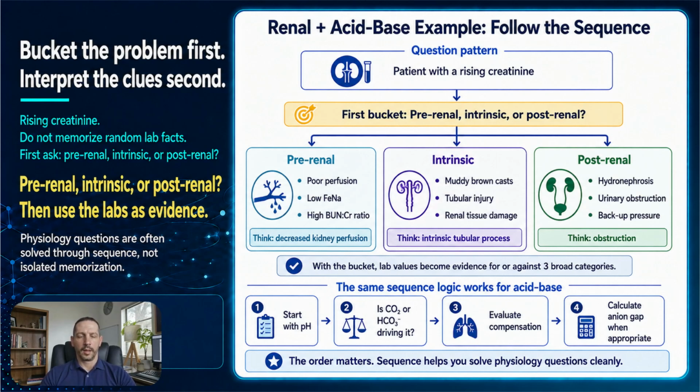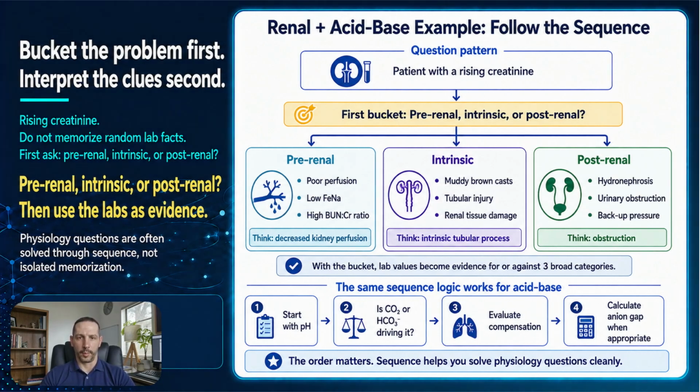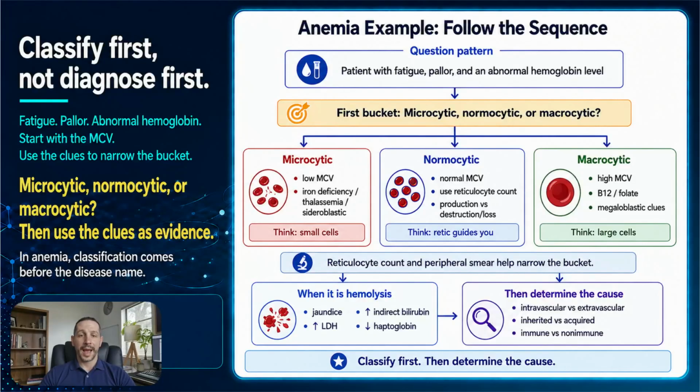And finally, let's run through a quick anemia example. A patient has fatigue, pallor, and an abnormal hemoglobin level. Before searching for the disease, start with the MCV. Is the anemia microcytic, normocytic, or macrocytic? Then use the reticulocyte count and peripheral smear to narrow the bucket.